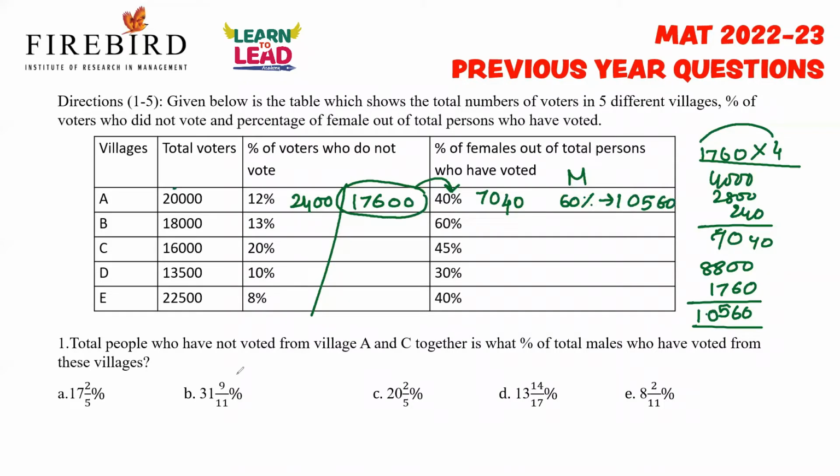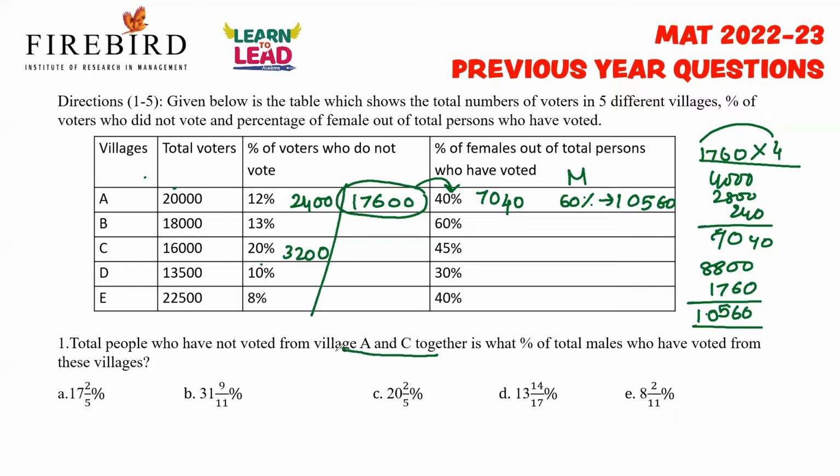Now see, total people who have not voted from village A and C together. You have to calculate the total people who have not voted from village A and C together. Now in village A, I have found it as 2,400 and in village C, it should be 20% of 16,000. I know 10% is 1,600, and 20% will be 3,200. This is what percent of total males who have voted from these villages? That is the question.